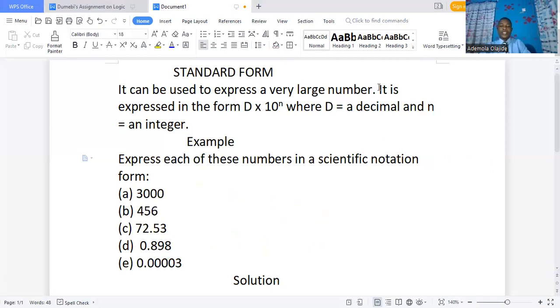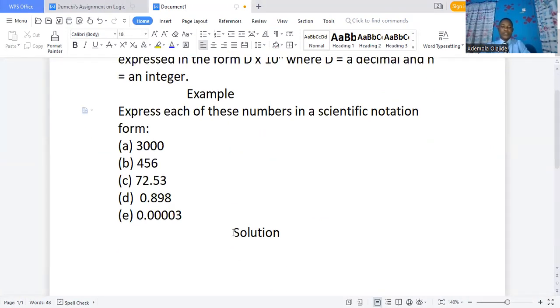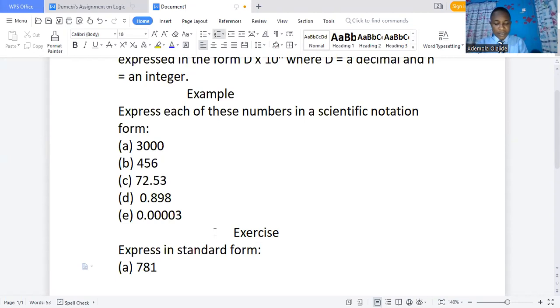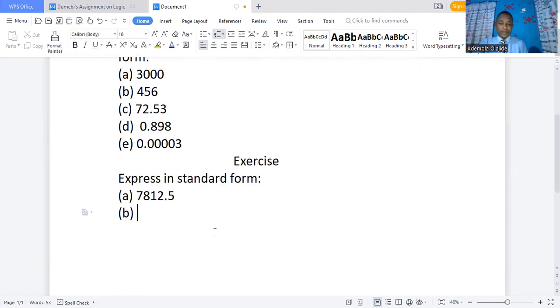I want us to quickly express the following numbers. Express the following numbers in standard form. Exercise. A, B, 0.049. All right, thank you.